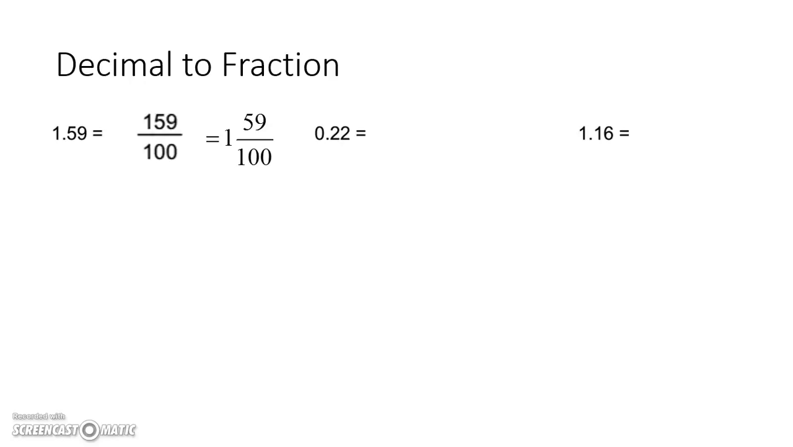Okay, to do this one, you would write it like you read it. 22 over 100 for 22 hundredths, but then you'd have to simplify and divide the numerator and the denominator both by 2 to get 11/50ths. Go ahead and try 1 16 hundredths.